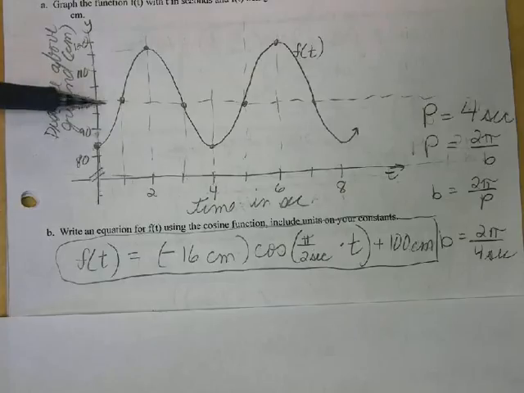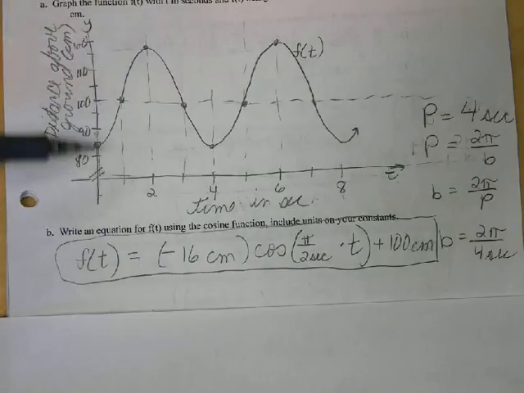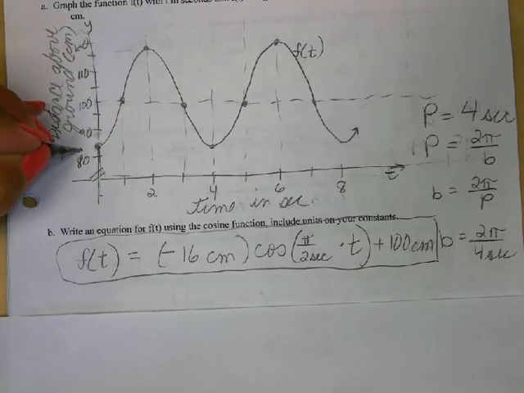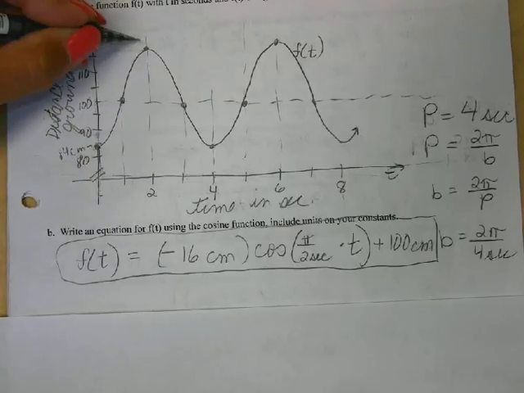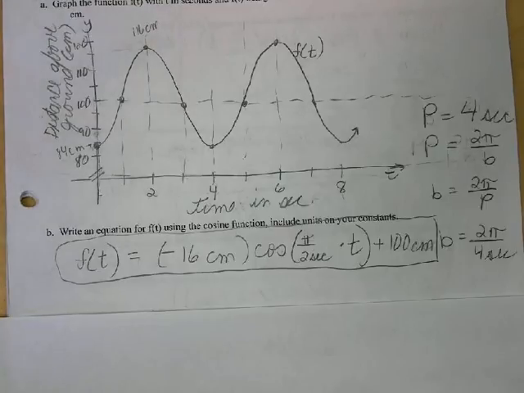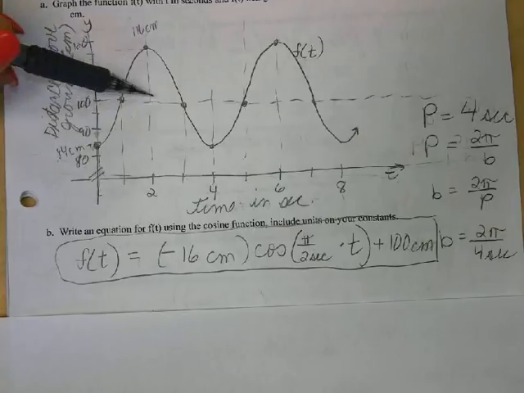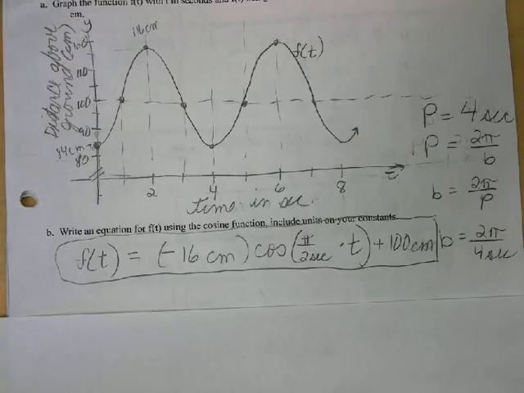The vertical shift of the graph is going to be the center of the graph. We know that the graph went as low as 84 centimeters. It went as high as 116 centimeters, or 16 centimeters above equilibrium. If we find the mean of these two, we'll find the middle, which was the equilibrium position, or 100 centimeters. We also know that the amplitude is how far it's stretching from the equilibrium position.